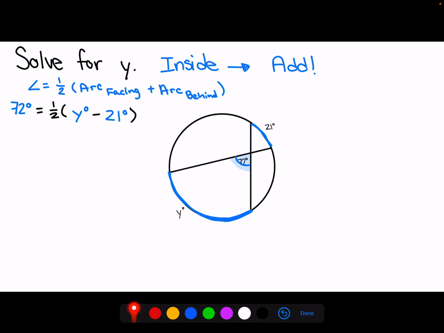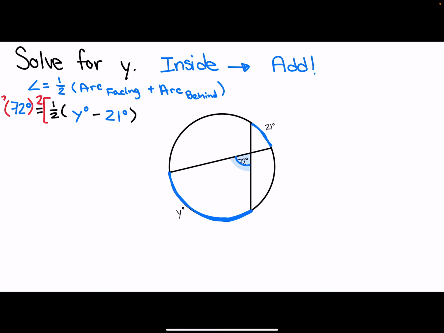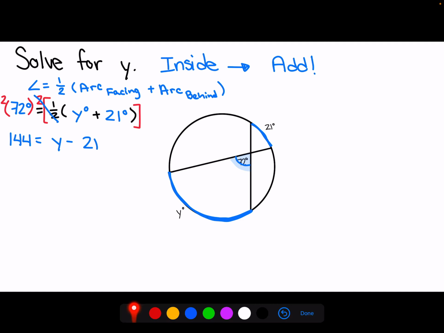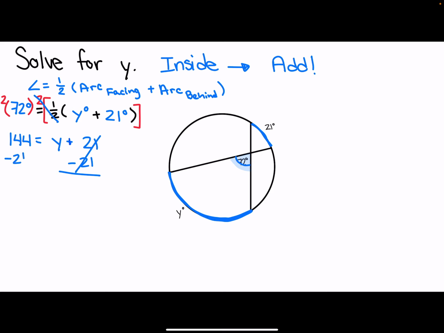From here, we're just going to solve for y. I need to get rid of this 1/2 to get started. So I multiply both sides of my equation by 2, which will leave me with 144 equals y plus 21. Again, these should be pluses here because it's adding. We're inside. At this point, I subtract 21 from both sides to get y by itself. And when I subtract 21 from 144, we'll be left with y is equal to 120.